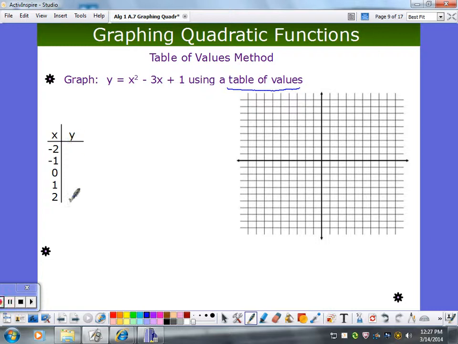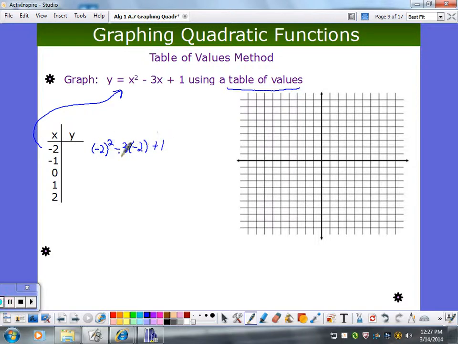And how am I going to find the y values? Plug it in, right? Isn't that what we did with the linear? It's the same process, right? If x is -2, I have to put it in 2 different places though, because I've got -2 squared. Here's another x, so I have to plug it in there, plus 1.